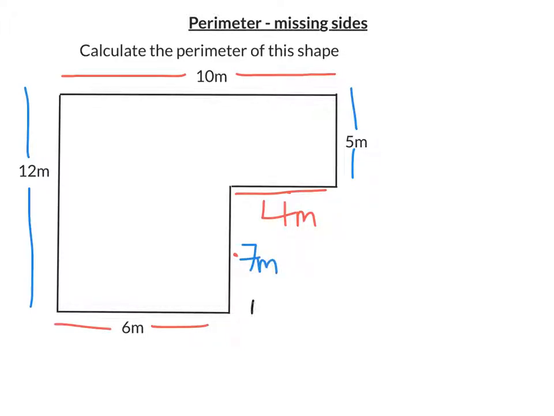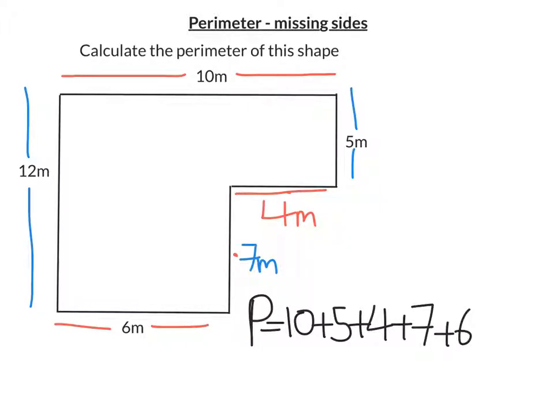So working out our perimeter here, we've got 10 plus 5 plus 4 plus 7 plus 6 plus 12, and if we work out what that is, we get 44.